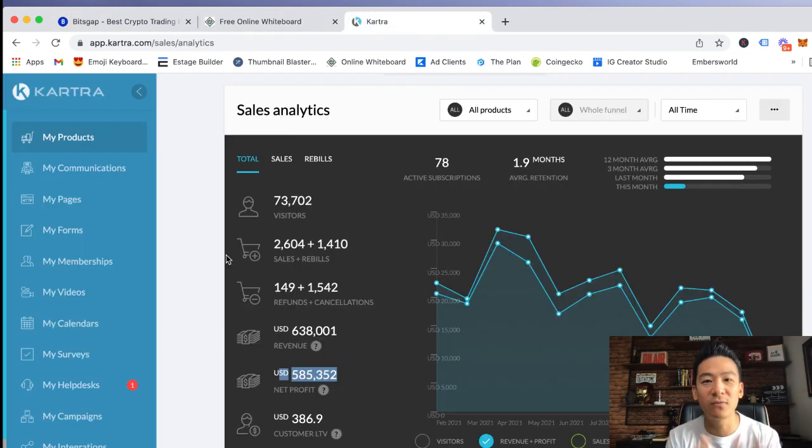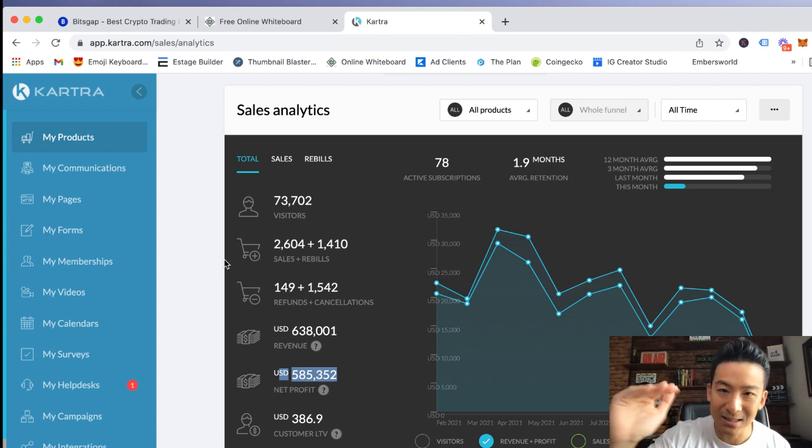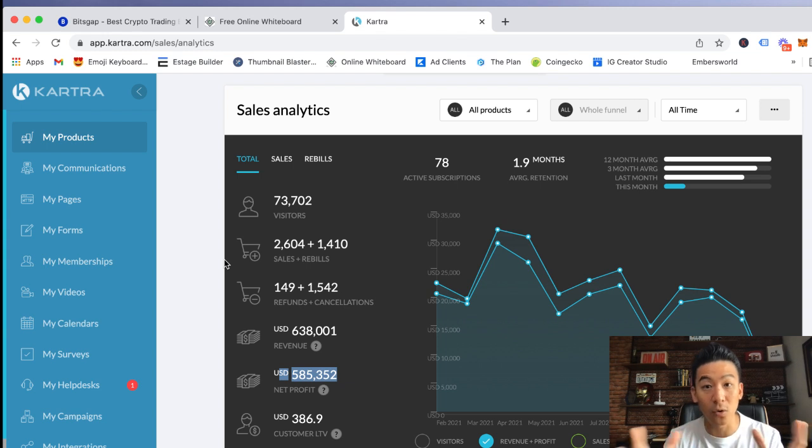All right, I hope you enjoyed this review of Bitsgap. It's a great piece of software, but please understand that you have to be ready for it financially, otherwise it's not going to work for you. All right, do it in the right steps, and then you can exponentially grow your wealth.